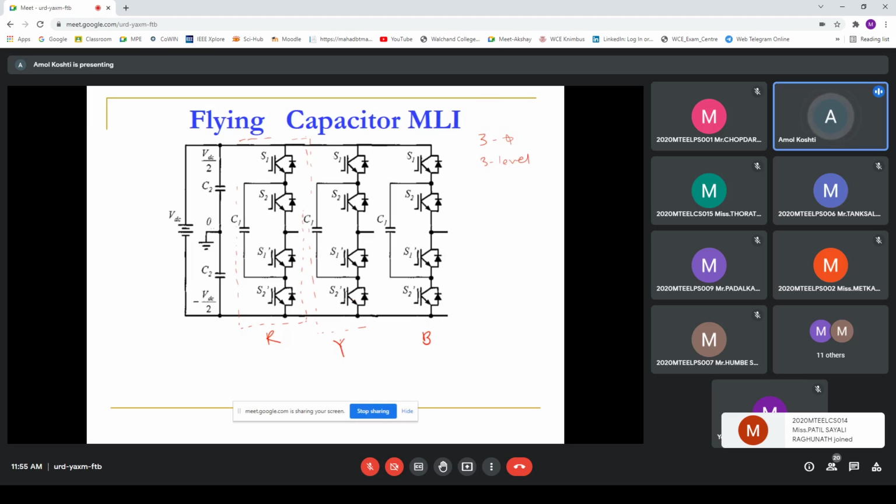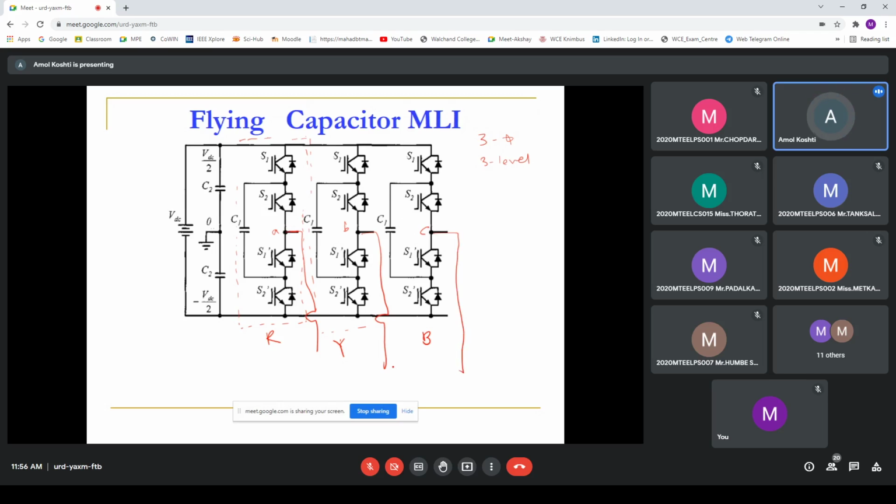If we connect the single legs in parallel across the single source, along with the 2 input capacitors, then we can construct this 3 phase flying capacitor inverter. These are the output points, we can assume A, B and C, and here you can connect any load across A, B and C.